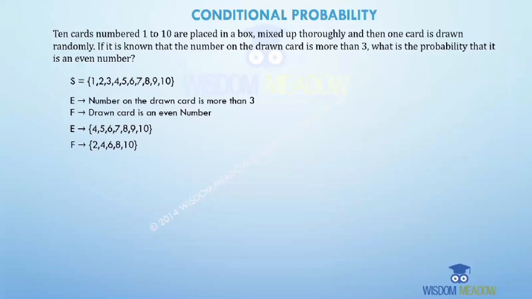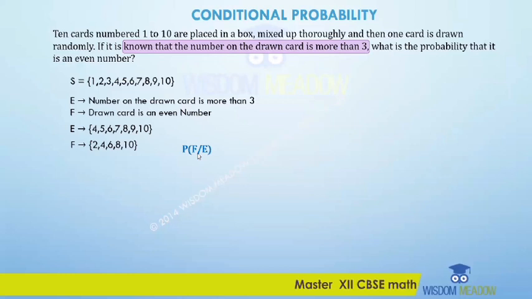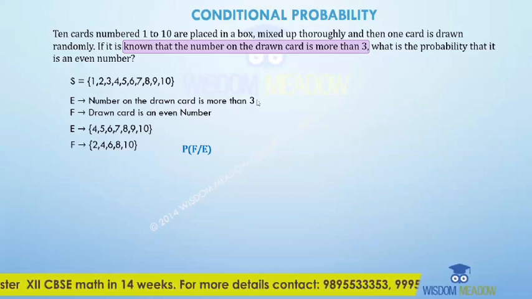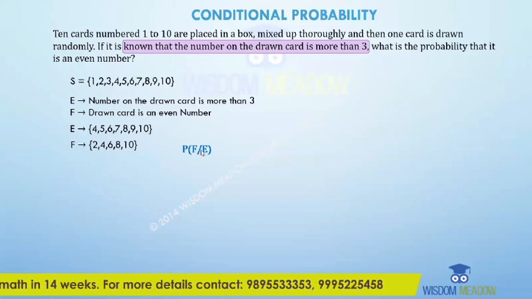Now, I go back to the question and I check whether I have to find probability of E given F or probability of F given E. So it says known that the number on the drawn card is more than 3. That means this event has already happened. So I will find probability of F given E, because E defines the number on the drawn card is more than 3. This event has already happened.